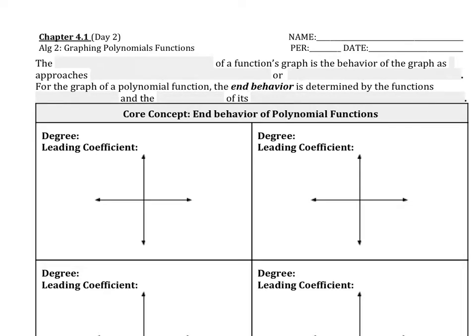Chapter 4.1 Day 2, we're looking at graphing polynomial functions. So the end behavior of a function's graph is the behavior of the graph as x approaches positive infinity or negative infinity.